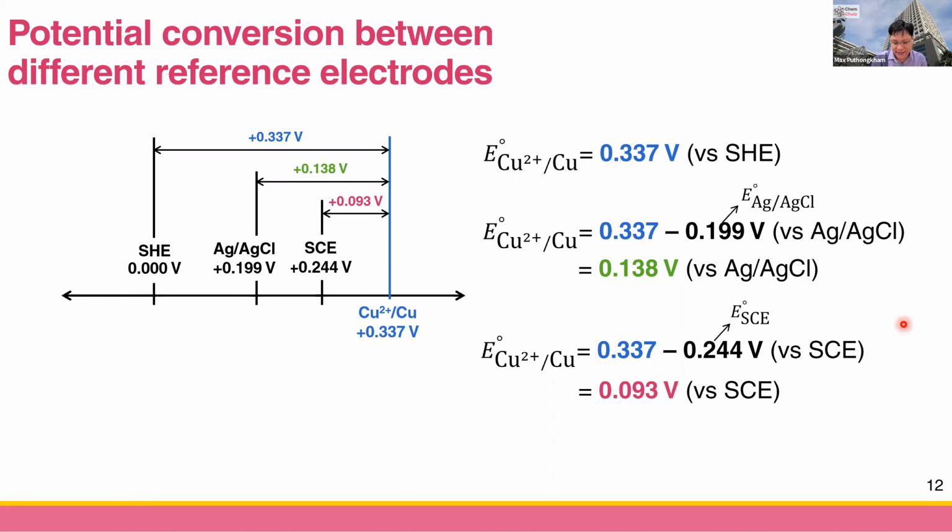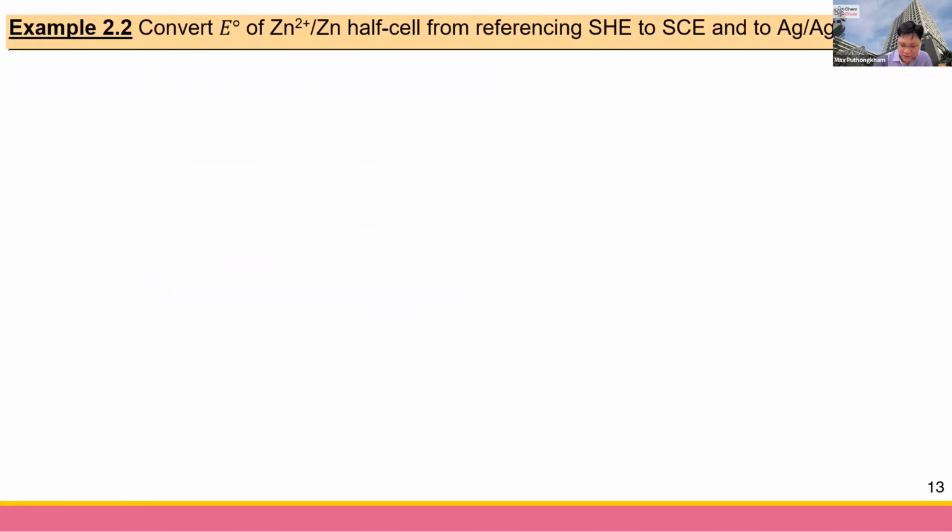So let's do example 2.2 together. This is a little bit more confusing because now I'm asking you to do it for the zinc electrode. If it's in the exam, you should be able to pull this number from your table by yourself. But someone may remember this is minus 0.763 volt versus SHE, right? Versus SHE.